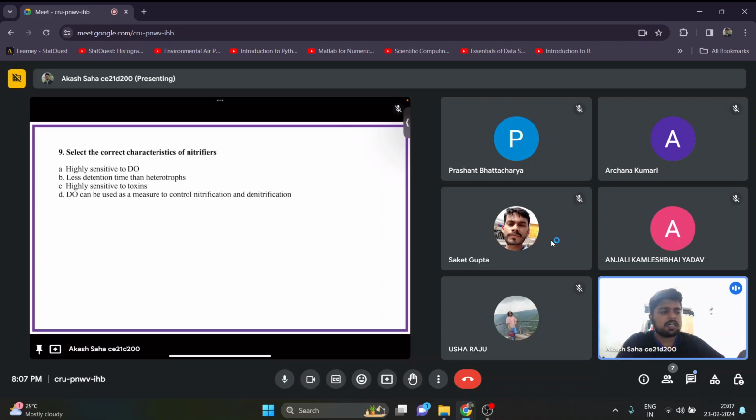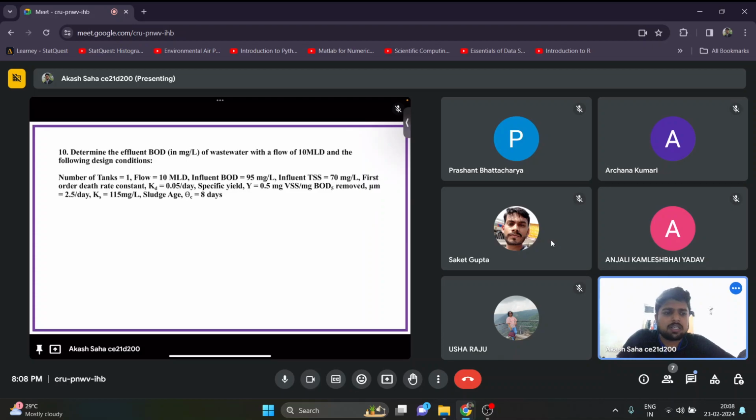So actually option D is also correct here, that DO can be used as a measure to control nitrification and denitrification. These are two different processes. We can control what will happen in the system as per the DO concentration, nitrification and denitrification. So all three, A, C, and D, are correct options.